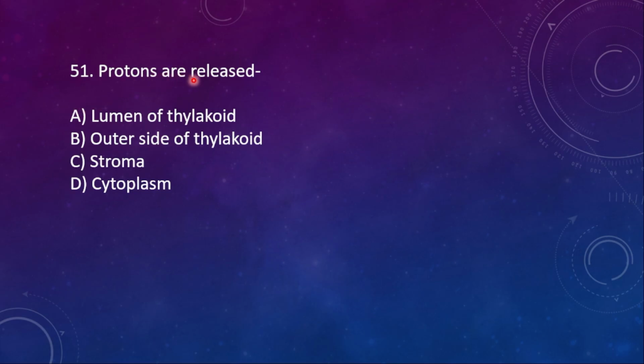51, protons are released. Option A, in lumen of thylakoid. Option B, outer side of thylakoid. C, stroma. D, cytoplasm. Here the answer is again inside the lumen of the thylakoid. Due to that, what happens? Due to that only the proton gradient will increase there, due to which ATP production will be there.